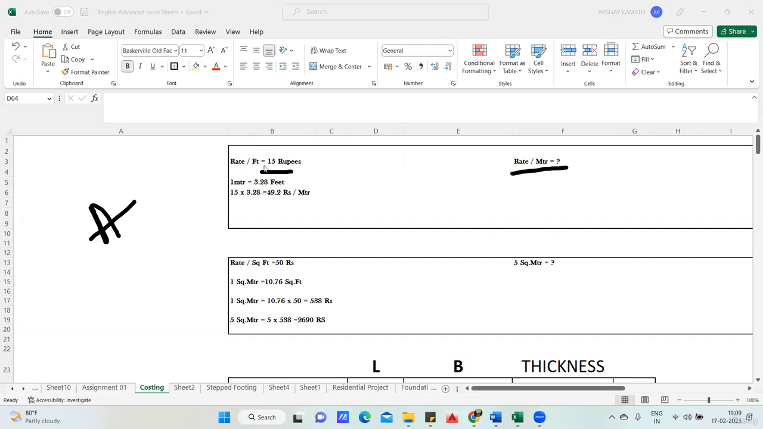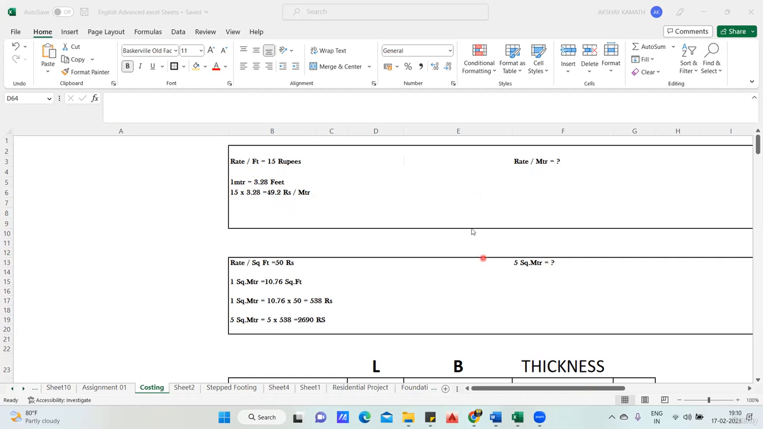It's very simple. They are given for the feet and they are asking it for the meter. So, feet is smaller in comparison to the meter. Whenever we are converting our values from smaller to higher, we need to multiply. Now we know that 1 meter is 3.28 feet. So what I'll do, 15, I'll multiply by 3.28, which will be 49.2 rupees. So this is 49.2 rupees per meter.